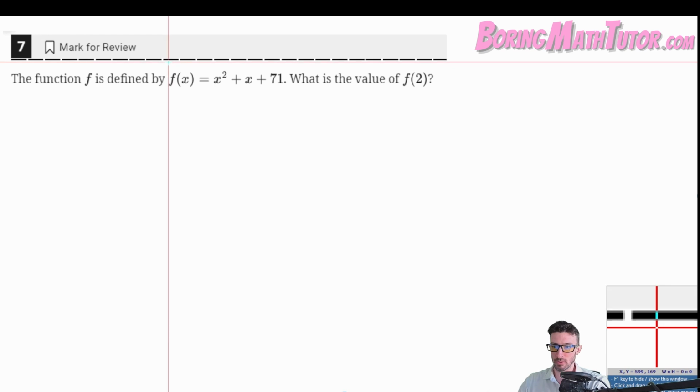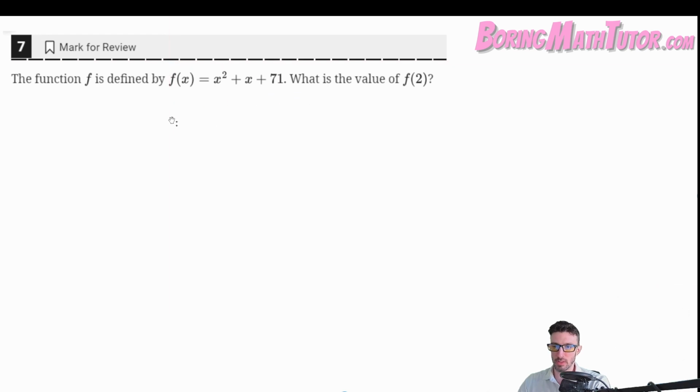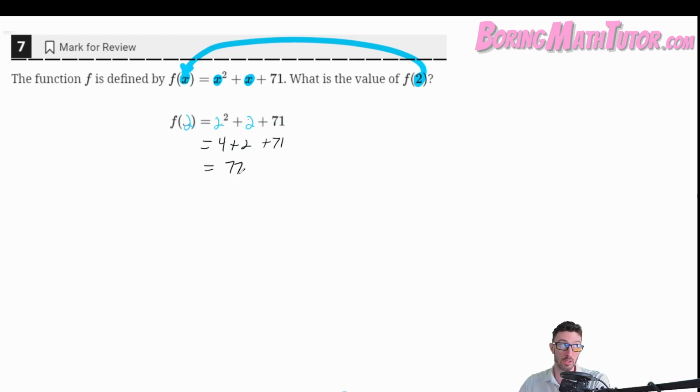This one's given us a function, and then they want to know what we're going to get when we do f of 2. So what that means is you just want to replace all of these x's with 2. And that's all you gotta do. So it's 2 squared, which is 4, plus 2, which is 6, plus 71. 6 plus 71 is 77. And now we are done.